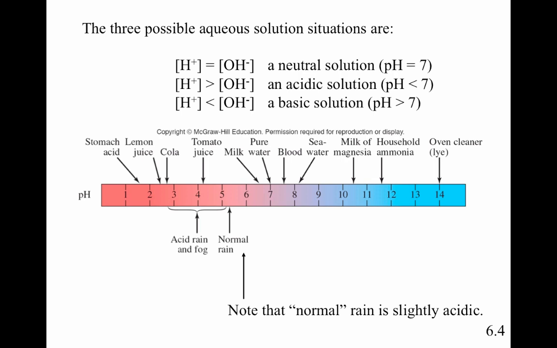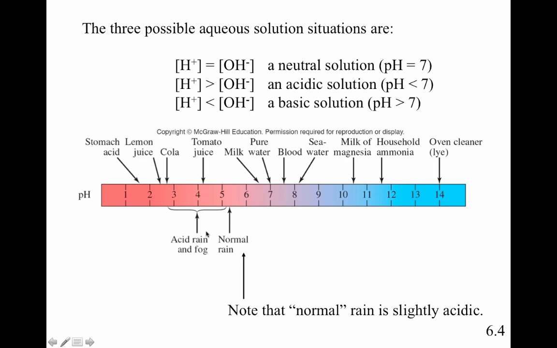Here's a chart that shows us some of the pHs of common things in our environment. So we see stomach acid has a very low pH at about 1.5. It's very acidic. Lemon juice is also very acidic. Cola, tomato juice, milk. Milk is slightly acidic, but it's getting close to pure water. And then we have things like blood, seawater, household ammonia, and these are all basic.